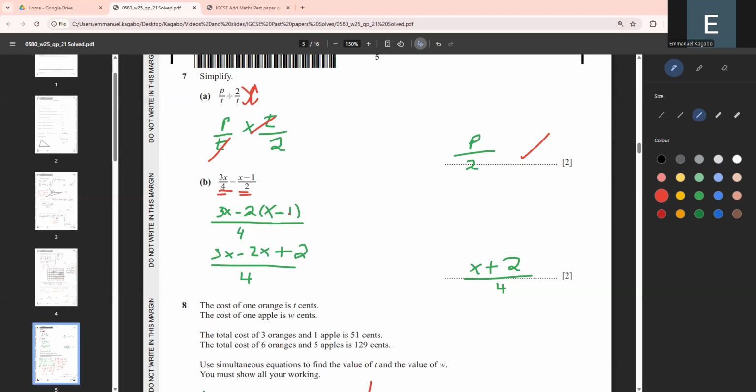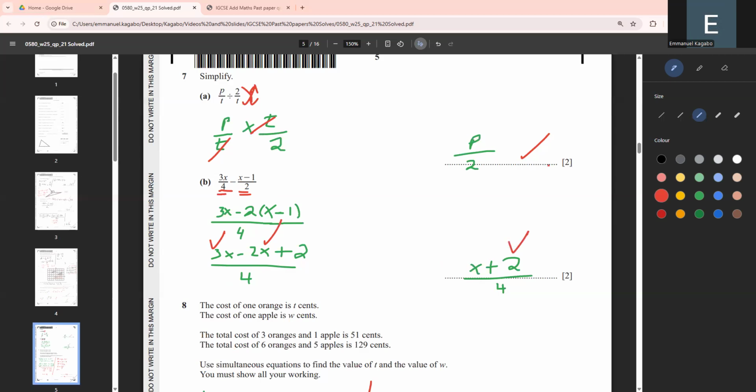Bracket x minus 1. You have to be careful because this sign is minus. That's why all the time I advise students to put it in brackets. So I'll get 3x. This time that gives me minus 2x, because this is minus 2 times x minus 1 gives me positive 2. What about this and this? 3x minus 2x gives me x over that.